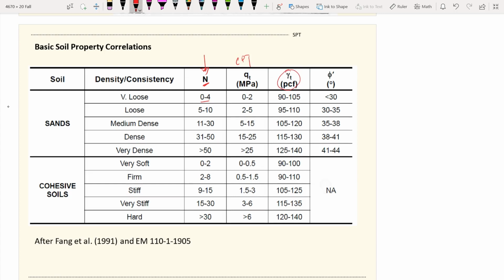So from a very loose material for sand, you have a relatively lower total density, to very dense material, you will have a much higher density. Same as the friction angle, from very loose to very dense, very weak to very strong. Same as the clay. So the clay can also give you these SPT values, which we correlate with the density, from very soft to very hard.